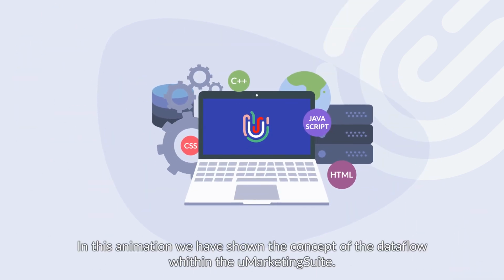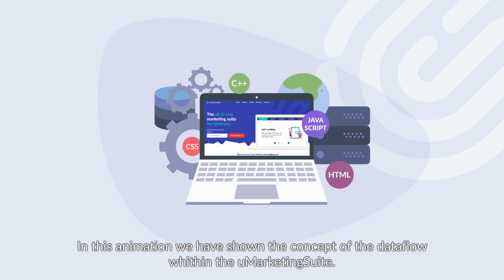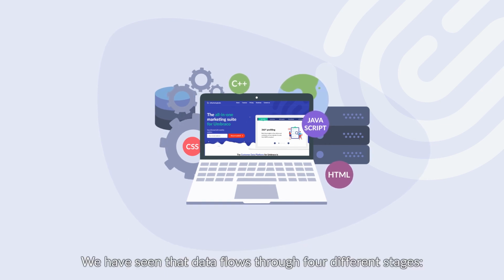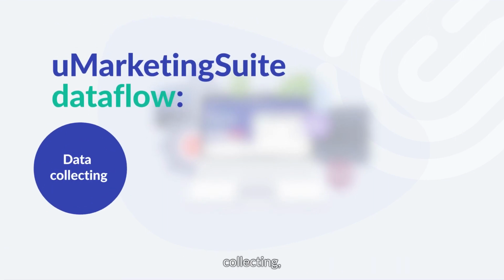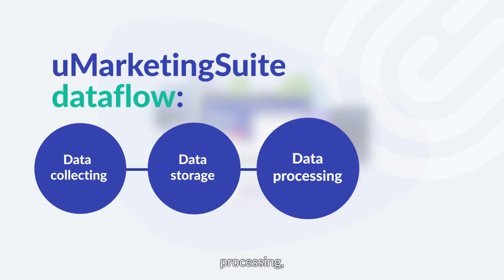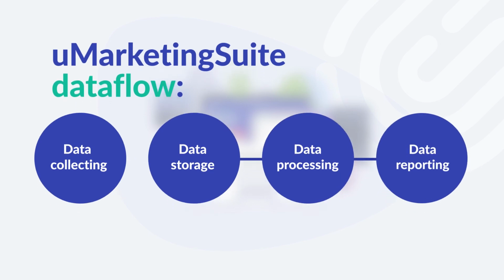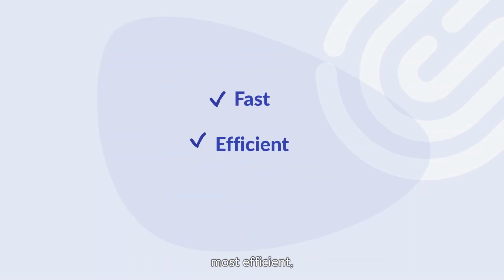In this animation, we've shown the concept of the data flow within the uMarketingSuite. We've seen that data flows through 4 different stages: collecting, storing, processing, and reporting. This will make sure the data is handled in the fastest, most efficient, and scalable way.